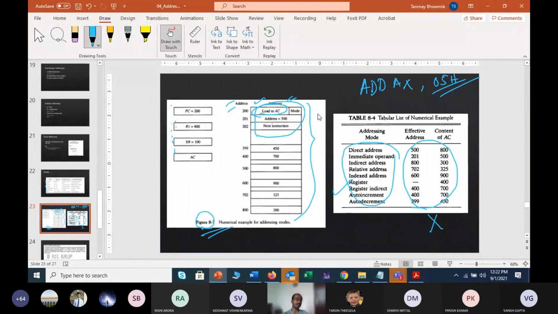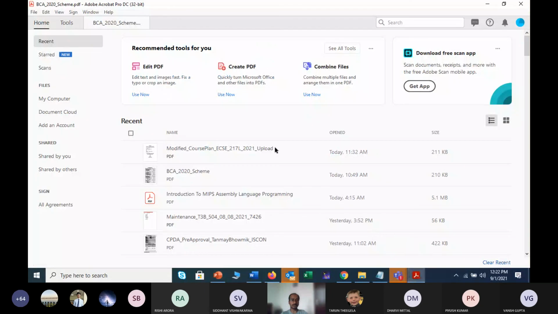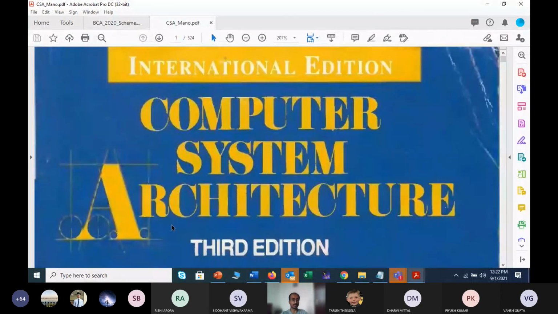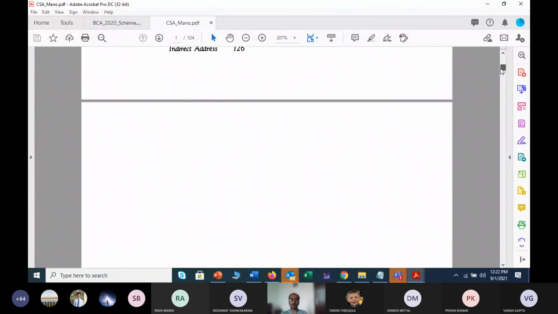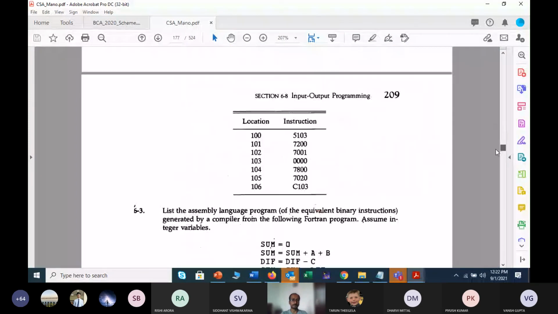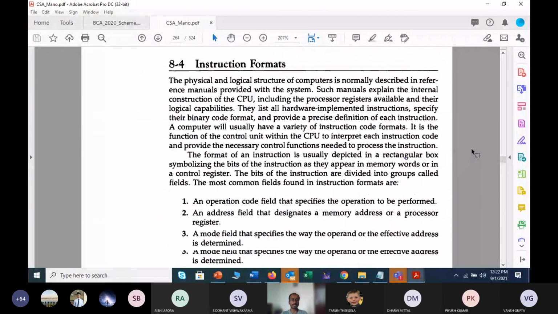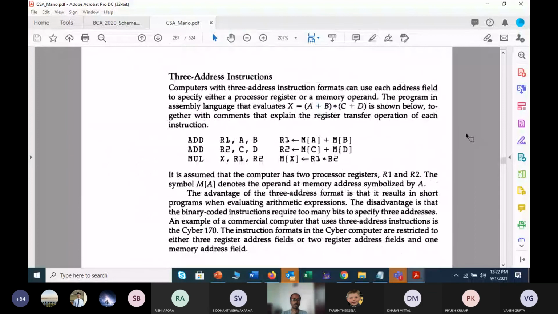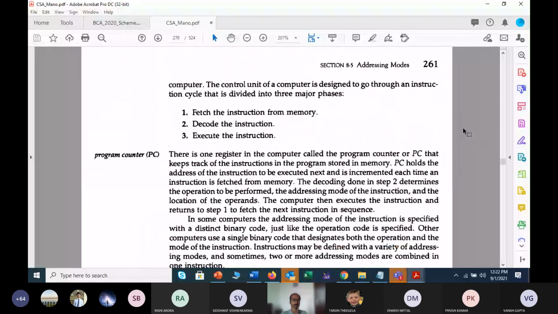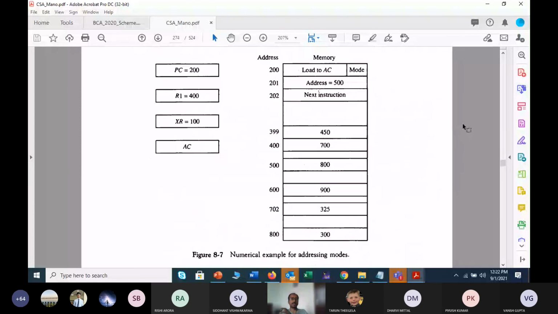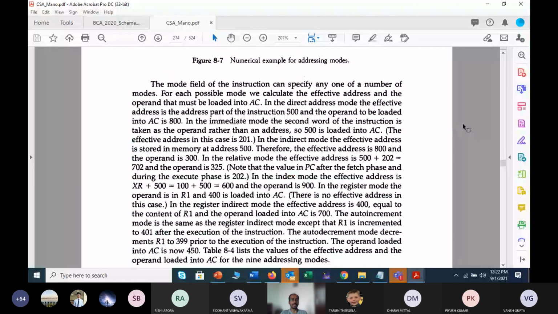Now we should get the problem definition also, what the problem itself says. This is not the book, let me open it first. This one is the book, CSA Mano. I will directly jump to chapter 8. This is your chapter 8. And what was the diagram? I think this one. Okay. And parallelly, this is the problem statement.